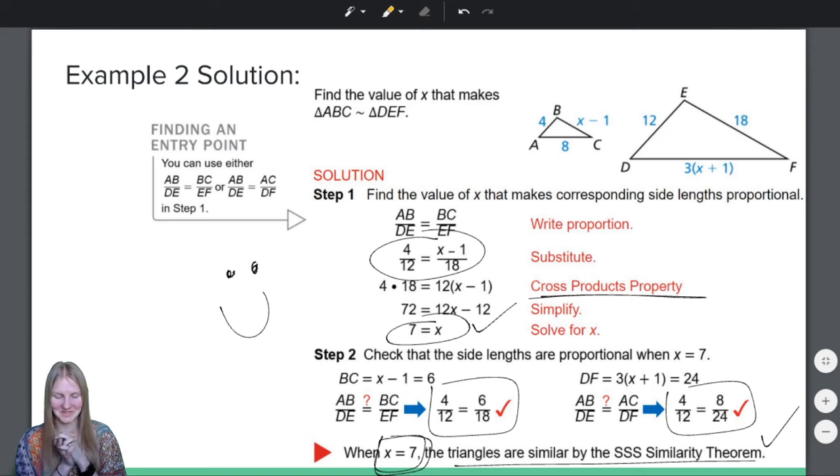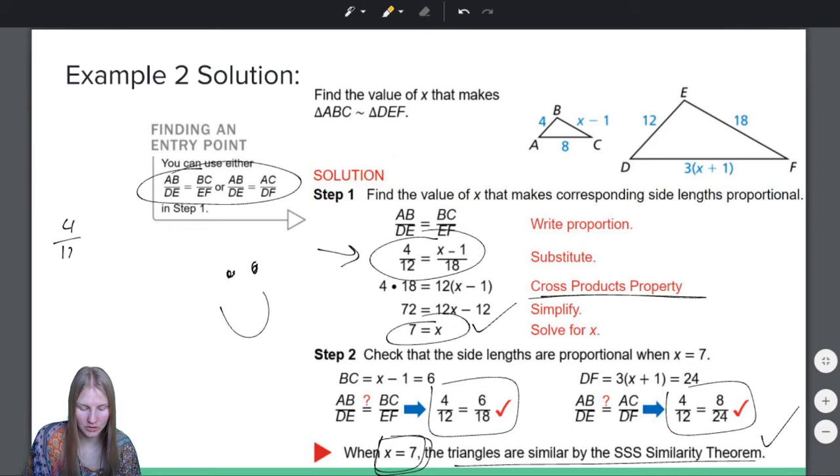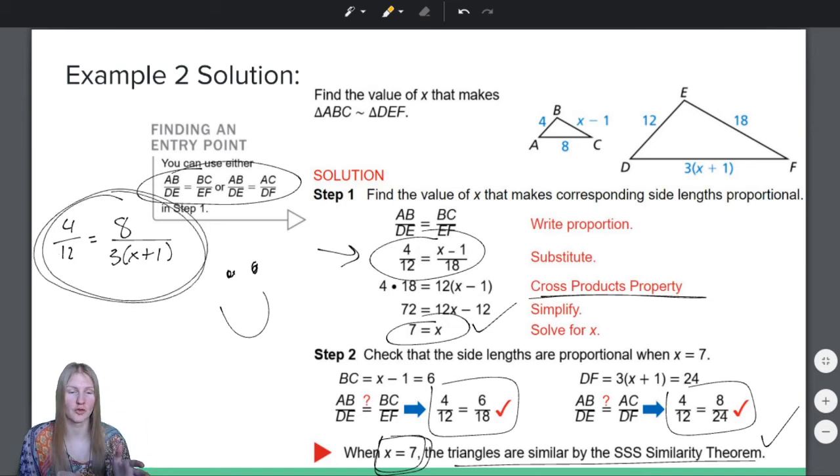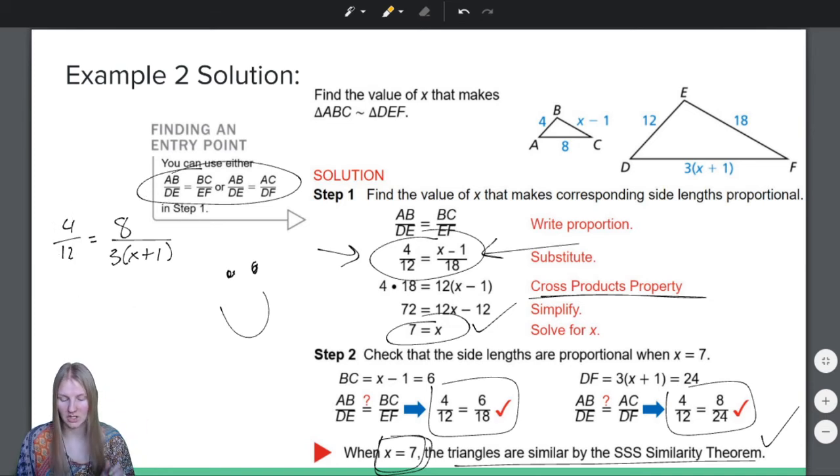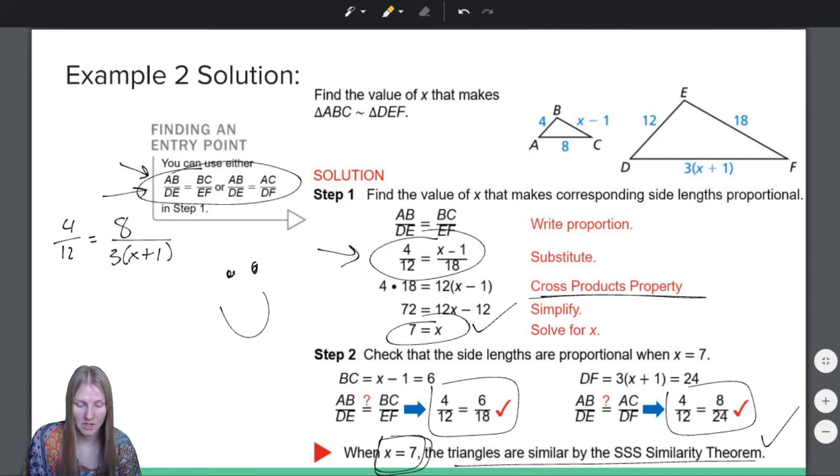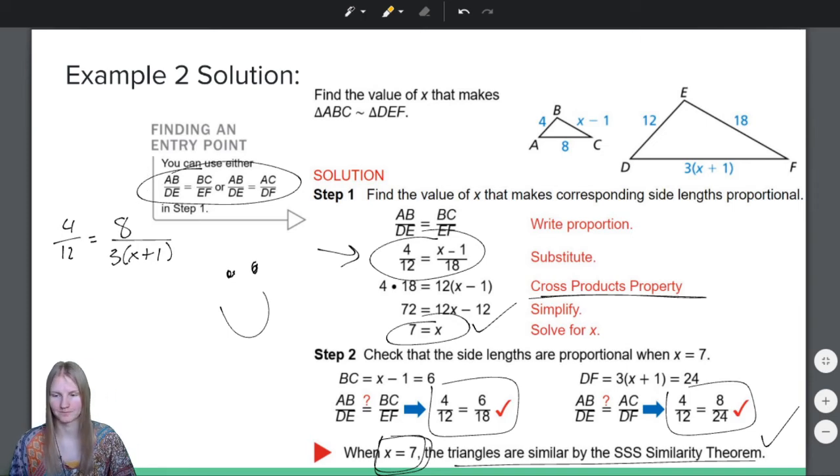Okay. Oh, and they pointed out you can either use, so we used 4/12 equals x minus 1 over 18. We also could have used 4/12 equals 8 over 3x plus 1. We could have used this to solve for x in the beginning. We used the x minus 1 over 18. That's fine. You can use whichever pair you want, as long as you have triangle ABC on the top, triangle DEF on the bottom. As long as you stay consistent, you can use whichever two ratios you want.